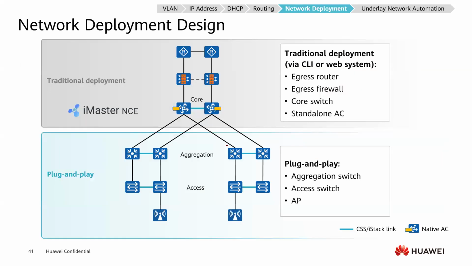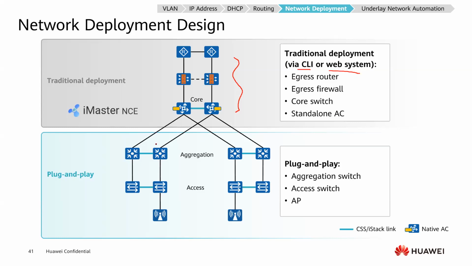And then is the deployment design for the network, for the core and for the egress. Typically, the egress and the core devices in this scenario are centrally deployed in a core equipment room, and the services transmitted on these devices are complex. So as usual, we will configure these devices manually, by the CLI or by the web system.